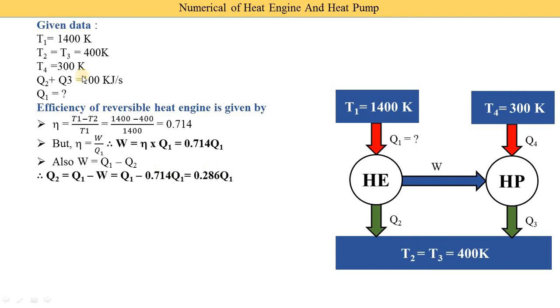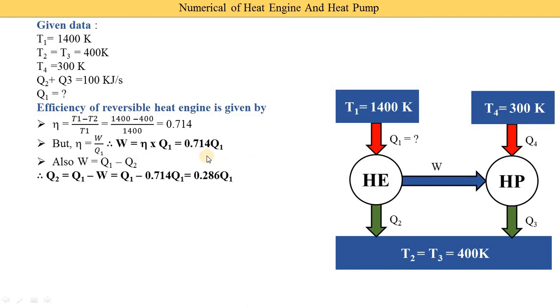Okay, so here one additional parameter is given, so Q2 plus Q3 is equal to 100 kilojoules. So by using these parameters we are able to find out Q1. Okay, so we put this value of Q2 in these equations. In the same way we find out Q3 from the relations of the heat pump. Okay, so here all the parameters of the engine are found.